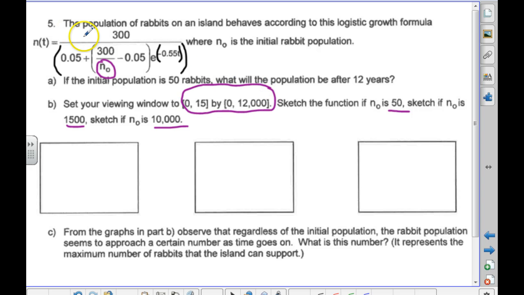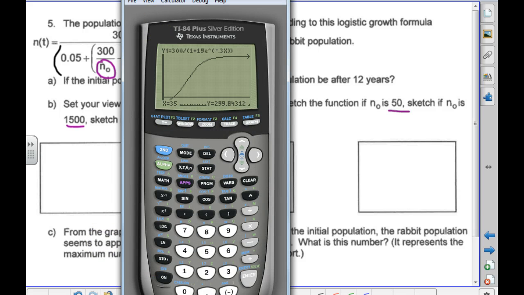The reason this approaches more than 300 rabbits is because this is not a 1 plus something in the denominator, it's a 0.05. And if we do 300 divided by 0.05, we get a much bigger number than 300. So, all right, let's start typing this in. Can everybody do this one, please?